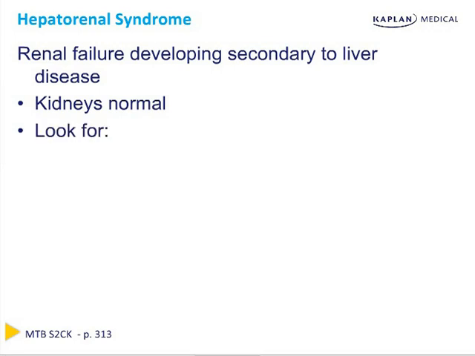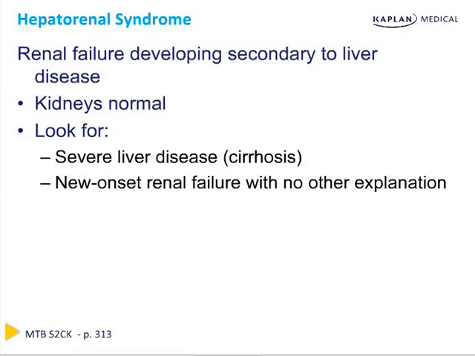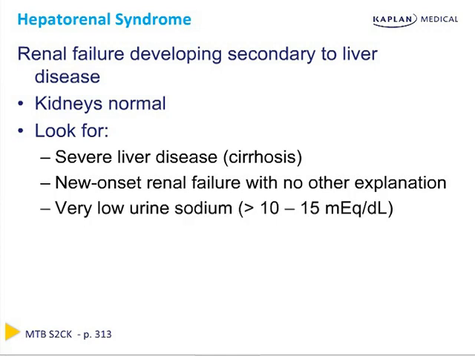Things to look out for in a clinical vignette to suggest hepatorenal syndrome are a patient who either you're told has severe liver disease, you're given LFTs to suggest severe cirrhosis, or they describe characteristic physical exam findings like spider angiomata, the nodular cirrhotic liver, or ascites to suggest severe liver disease. So you'll see these suggestive findings of severe liver disease and the description of new onset renal failure with no other explanation. Now, hepatorenal syndrome is a diagnosis of exclusion, but some diagnostic tests can be helpful.